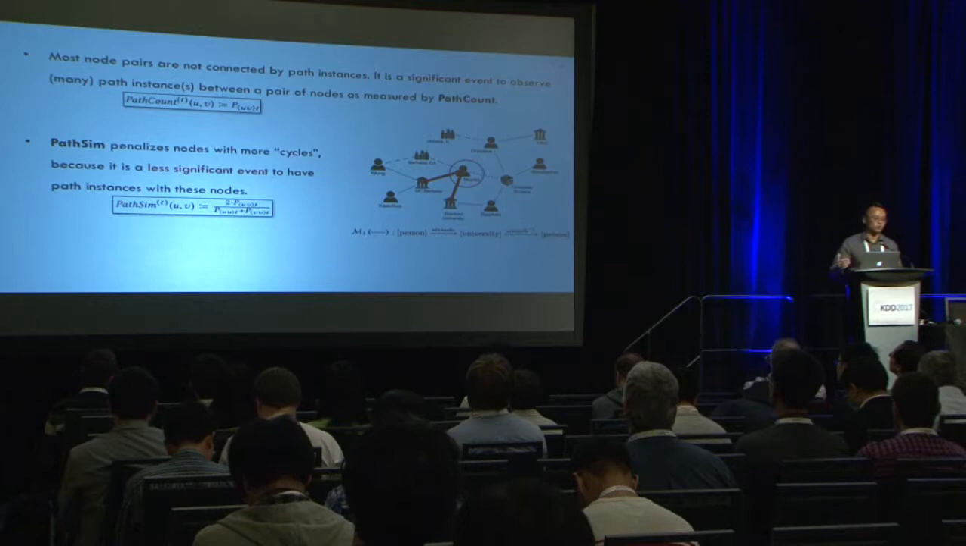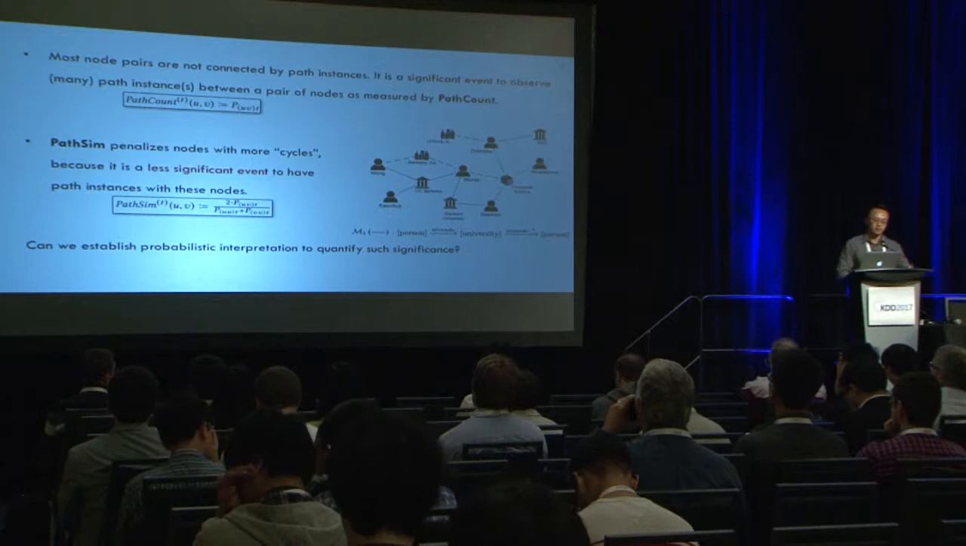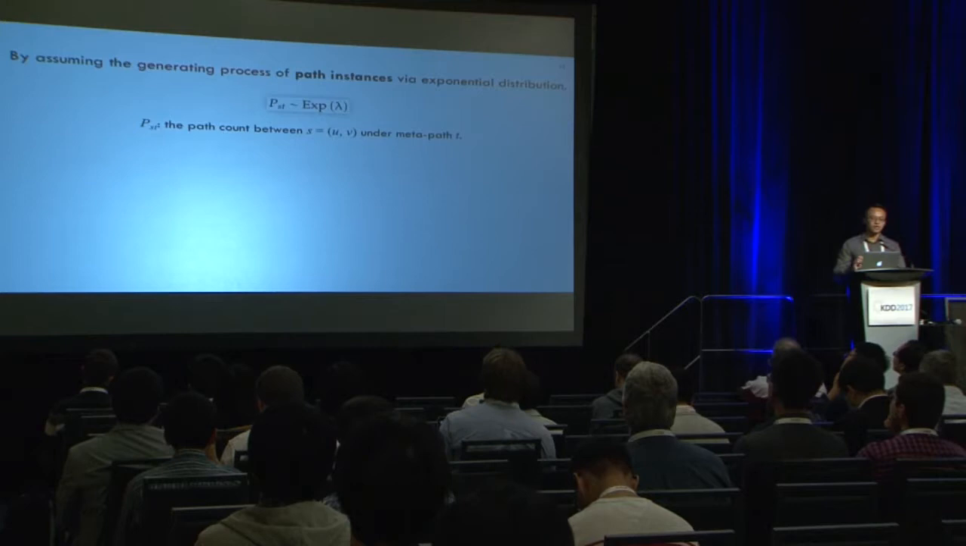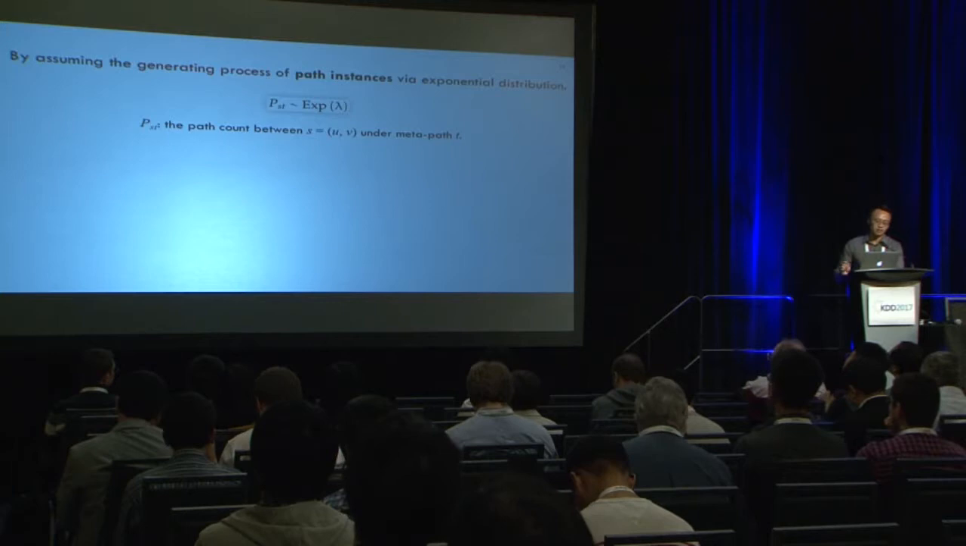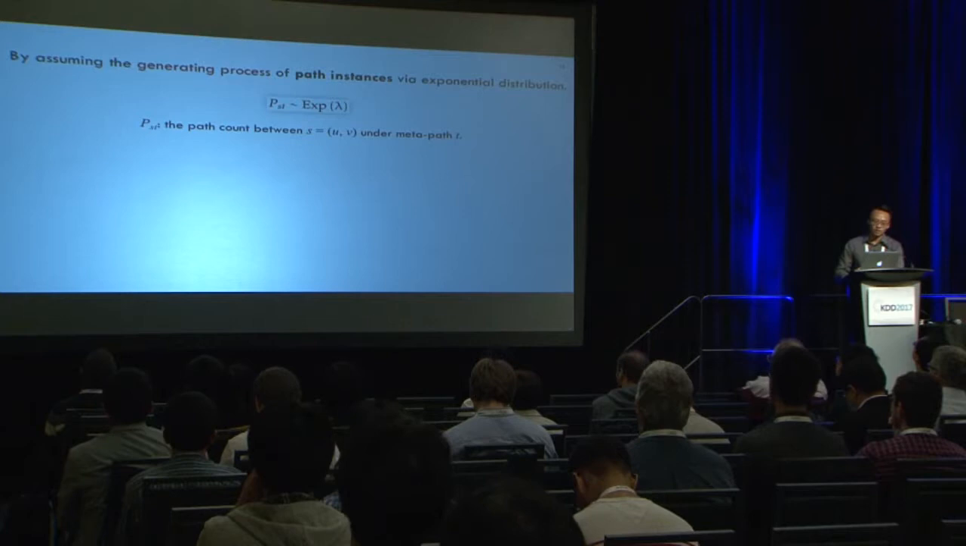So with this kind of thinking, we begin to wonder whether we can establish a probabilistic interpretation to quantify such significance we are talking about here. And of course, to this question, our answer is yes, we can. How do we do it? We do it by assuming the generating process of path instances via an exponential distribution. So here we start from the simplest scenario where the path count between node pair S under metapath T is generated from an exponential with a fixed rate lambda.